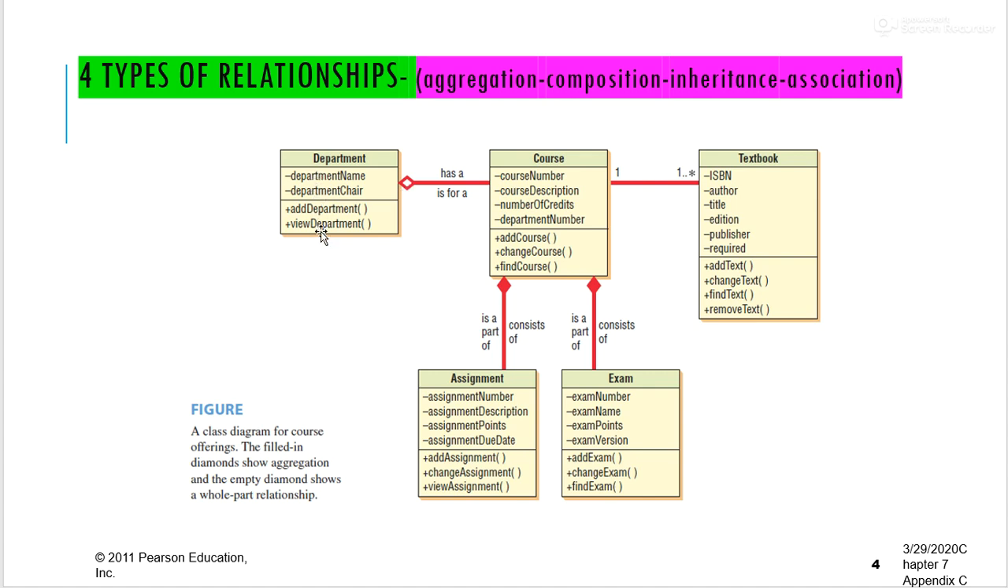So the four types of relationship we have are inheritance, association, composition, and aggregation.